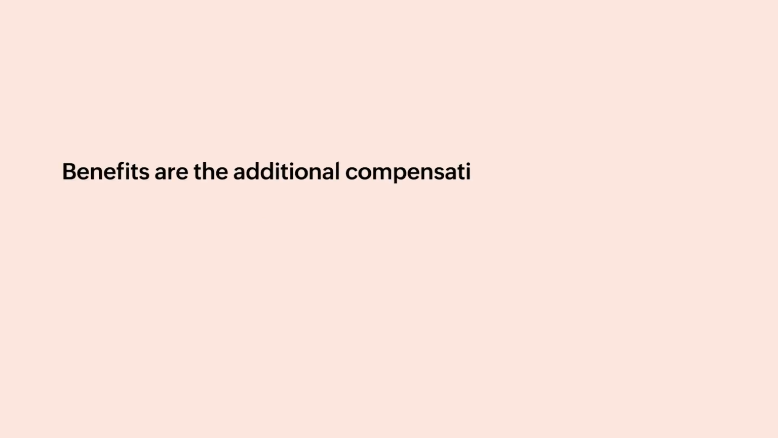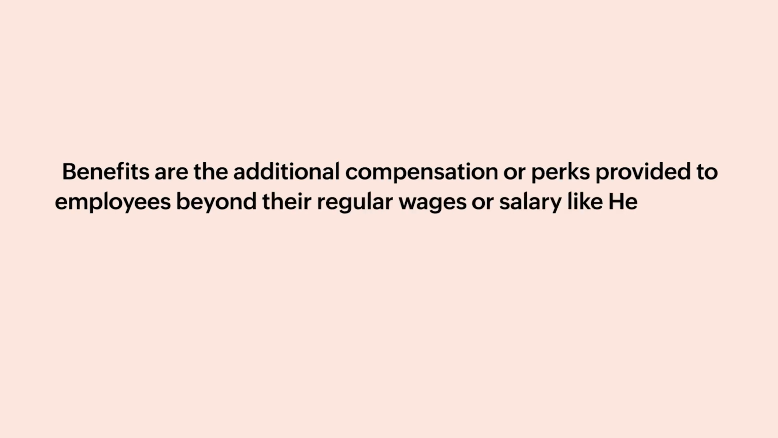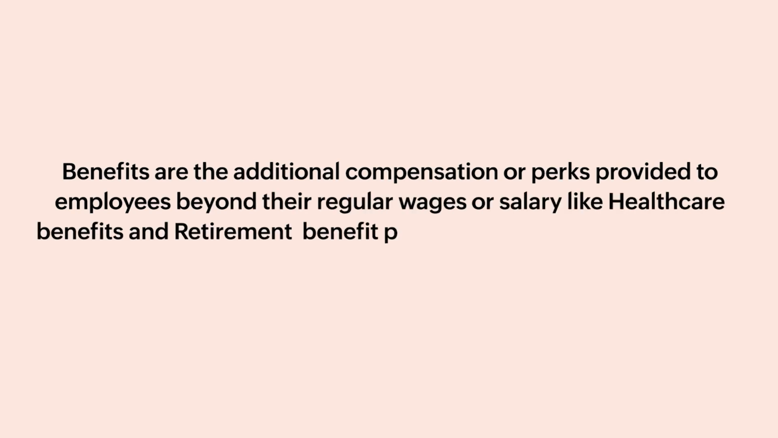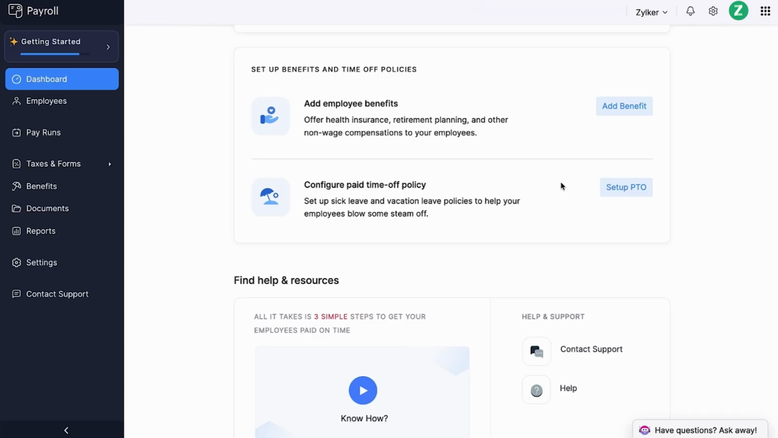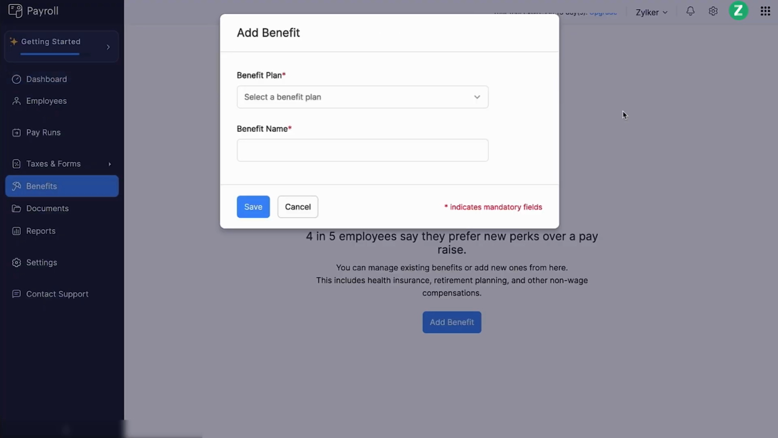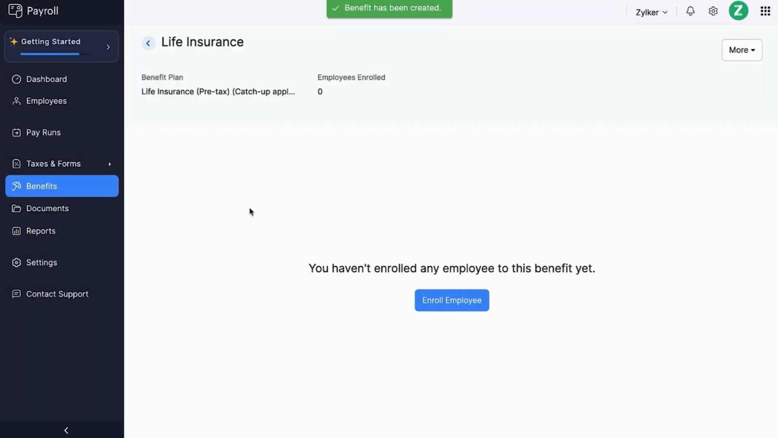Now we will see how to add employee benefits in your organization. Benefits are additional compensations or perks provided to employees beyond their regular wages or salary, like healthcare benefits and retirement benefit plan, retirement saving options, flexible spending accounts, or any other allowances. To add a benefit, click Add Benefit. In the pop-up that appears, select the benefit plan. Enter the benefit name and click Save. The benefit will be added and you can now enroll employees in the benefit.